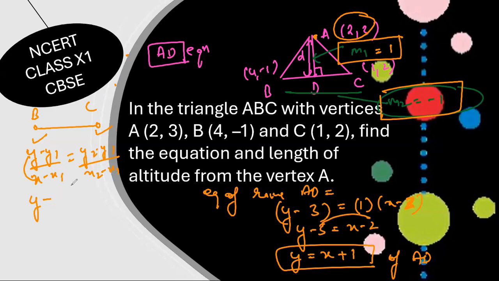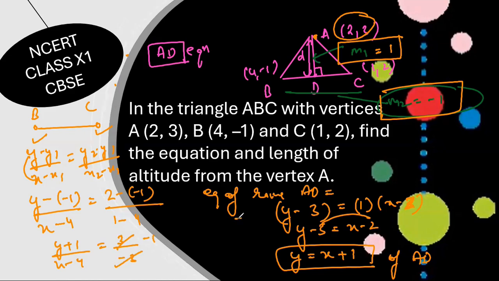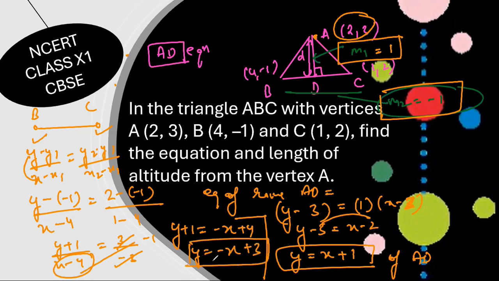So y minus y1. B I am taking as x1 y1 and C I am taking as x2 y2. So y1 is -1 and x minus x1, which is 4. Y2 minus y1, so y2 is 2, and x2 minus x1. So y plus 1 over x minus 4 is equal to 3 over -3, which gives you -1. When I solve it further, y plus 1 is equal to minus (x minus 4), which becomes minus x plus 4. So the equation will become y is equal to minus x plus 3. So this is the equation of line BC.